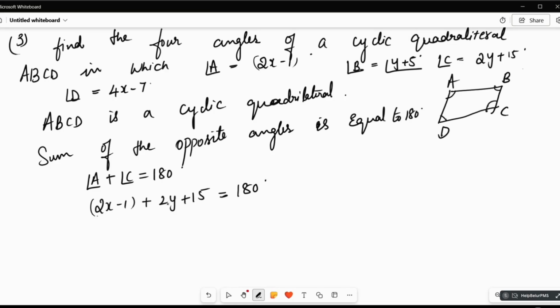Okay. So, 2x plus 2y, 15 minus 1 is 14. If you shift 14 to the other side, it is 180 minus 14. So you will get 2x plus 2y equals 180 minus 14, that is 166. Each number is divisible by 2, so I can divide by 2 here.